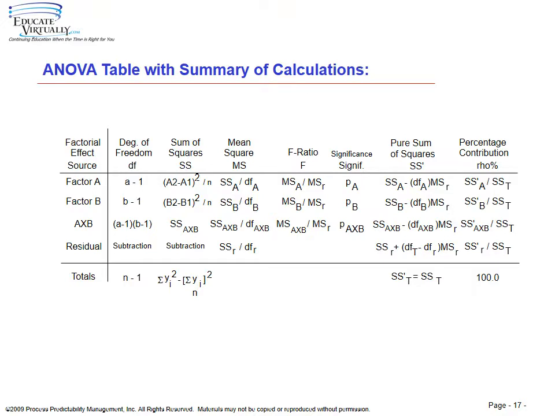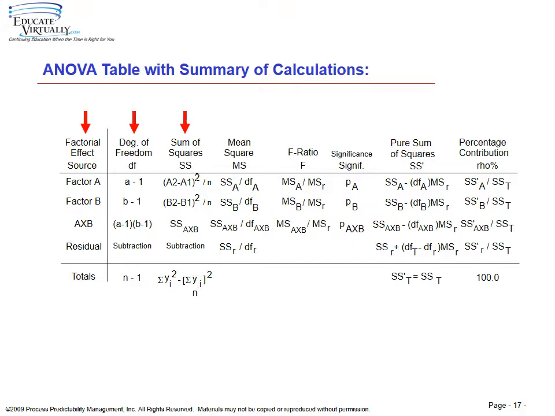Let's review our analysis of variance table, and here's a summary of all the calculations. First, we have a column for the factorial effect, which is the sources of our variation, our factors, and the residual with the totals. Next, we have the degrees of freedom. Level settings minus 1 for the factors is their degrees of freedom. The interaction is the degrees of freedom for each factor in that interaction multiplied against the other factor's degrees of freedom. And the total degrees of freedom is just the total of all the data points, n minus 1. We subtract away the factor degrees of freedom and the interaction, and we get the residual.